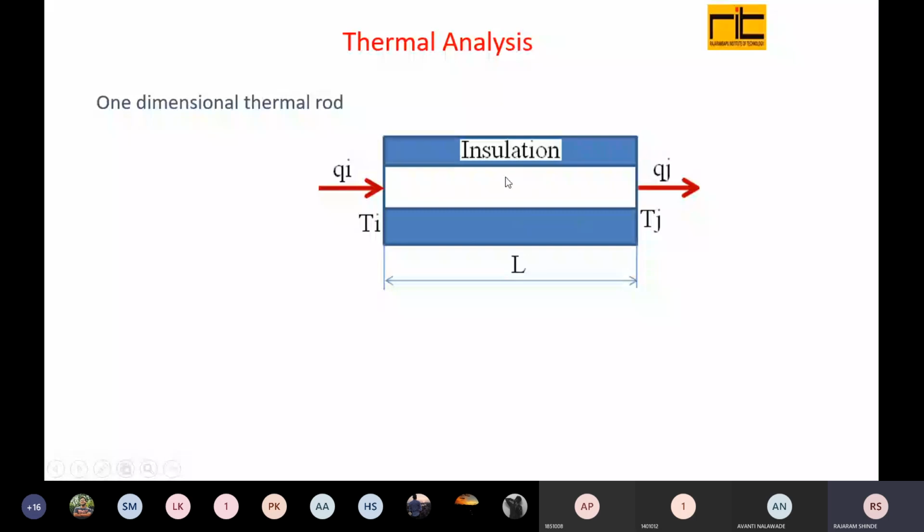Why is it not going in lateral direction? Because there is an insulator around this periphery. So heat is going in only one direction. Heat is flowing only in one direction. Suppose that is in x direction. Now the same approach we have to use here.